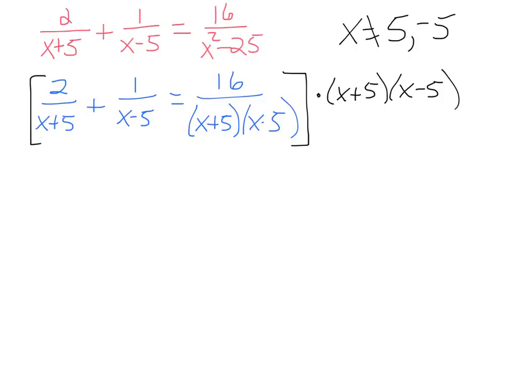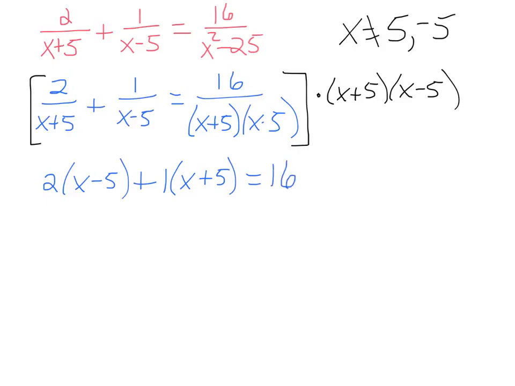This x plus 5 is going to cancel with this x plus 5, and we're going to still have 2 times x minus 5. Now when we move to this fraction, this x minus 5 will cancel with this x minus 5, but we'll still have this x plus 5, so it would be 1 times x plus 5. Now both of these factors are going to be canceled by our least common denominator, and so we're just going to be left with 16.